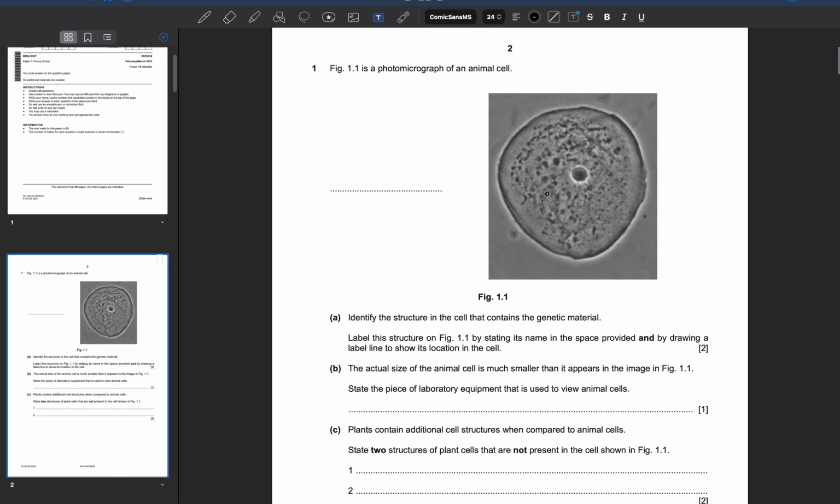First question. Figure 1.1 is a photomicrograph of an animal cell. Letter A, identify the structure in the cell that contains the genetic material. Label the structure on figure 1.1 by stating its name in the space provided and by drawing a line or a label line to show its location in the cell.